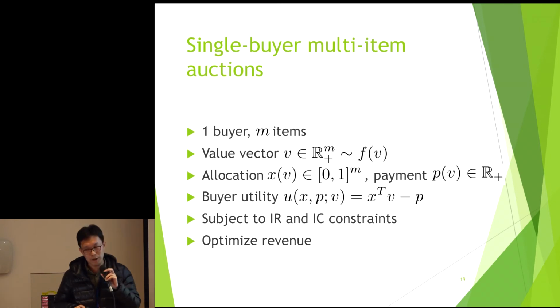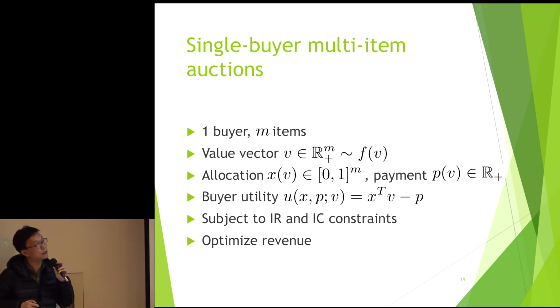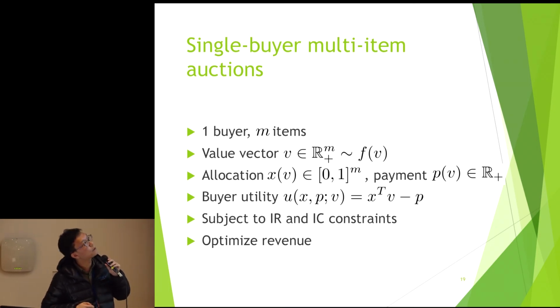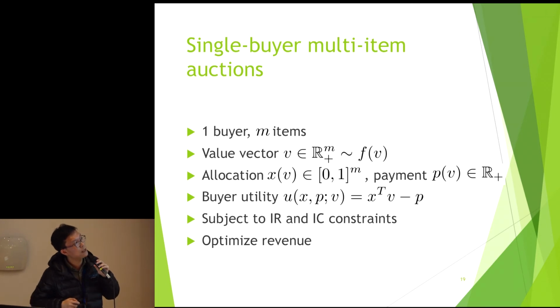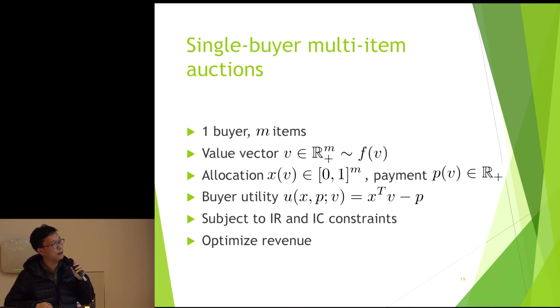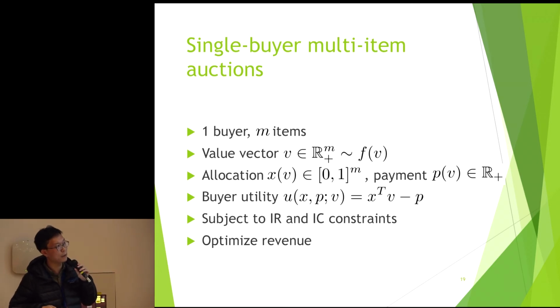Since we are going to use neural networks to solve a theoretical problem, we use the standard mechanism design setting. Here we first focus on the single buyer case. Suppose that we have one buyer and m items. This buyer has an m-dimensional value vector which is drawn from a known value distribution. And our goal is to design a mechanism which contains an allocation function and a payment function.